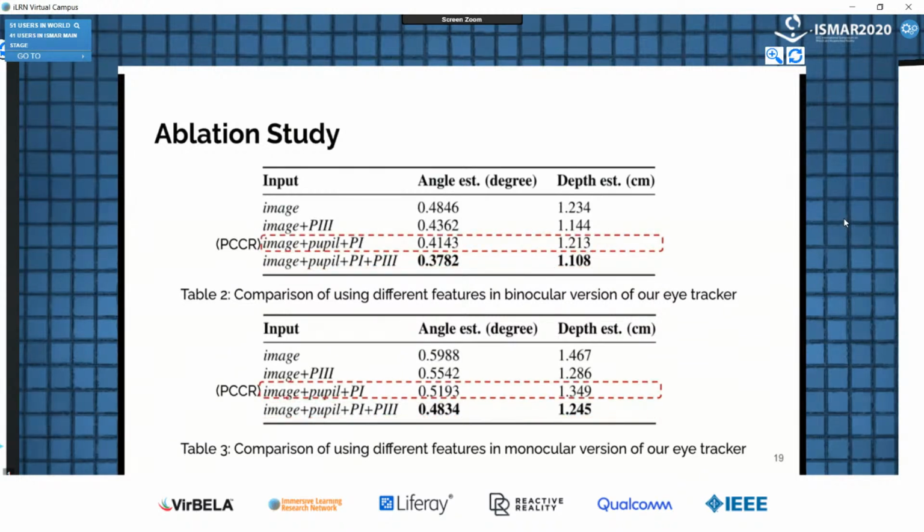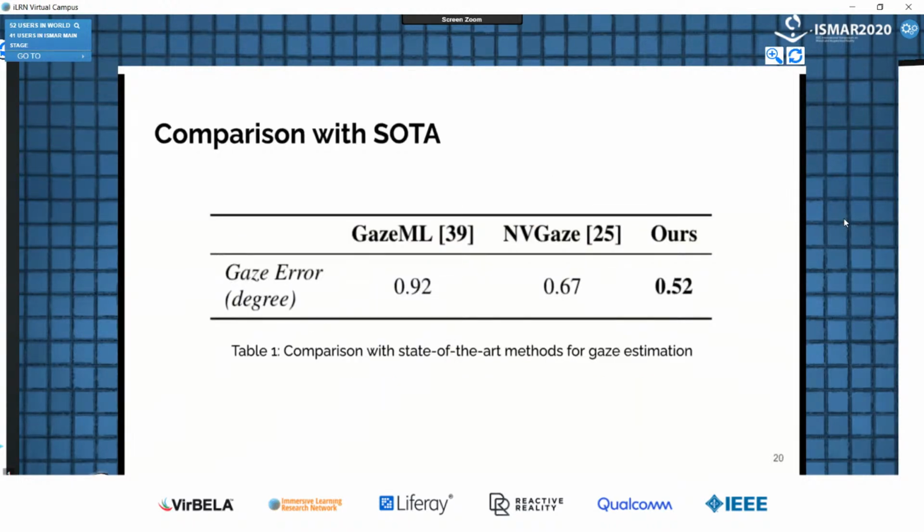As a comparison, we also experiment with only using input images and detected PCCR features, namely the pupil and first Purkinje image, which achieves a better result than the baseline, but is worse than the one combining the third Purkinje image. We also found that the binocular result is better than the monocular one, which is reasonable considering the additional information another eye may provide compared to the monocular version. We also compare our results with state-of-the-art methods in terms of gaze angle estimation. Experiments demonstrate that our results outperform the state-of-the-art.